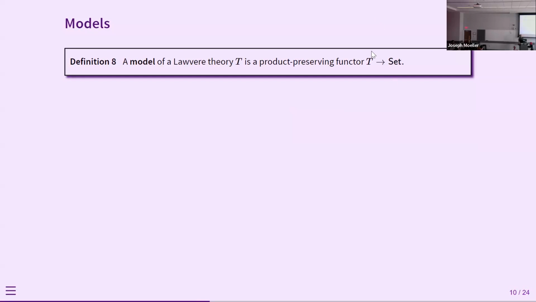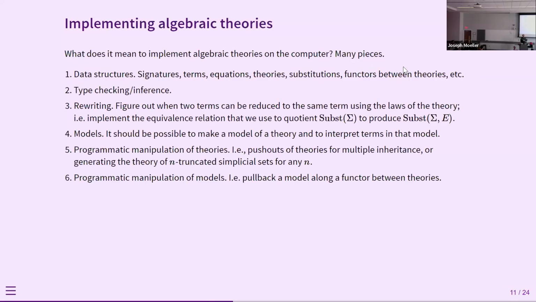Because this product preserving functor picks out a set for every sort, and then the substitutions become operations. So there are sort of elementary n to 1 substitutions for each function symbol, and this functor tells you how to interpret each of those. Okay, so that's the math.